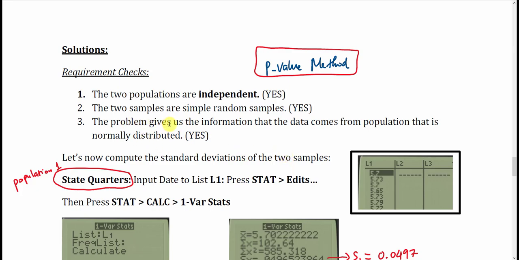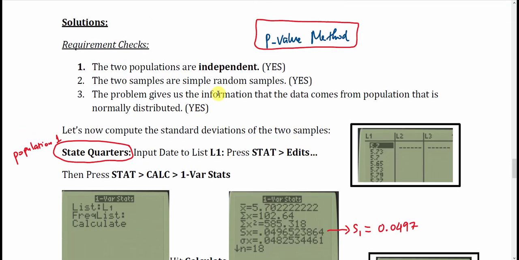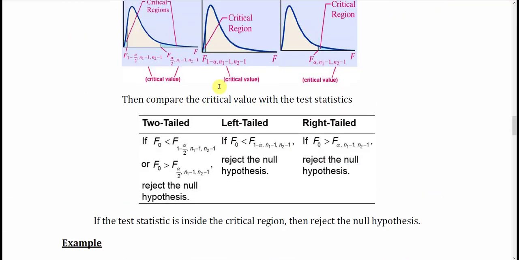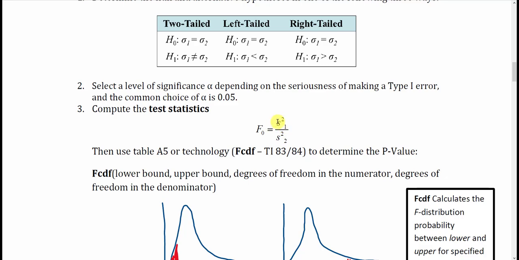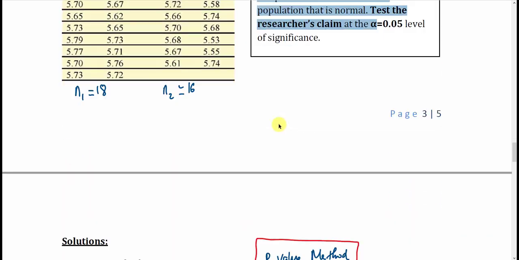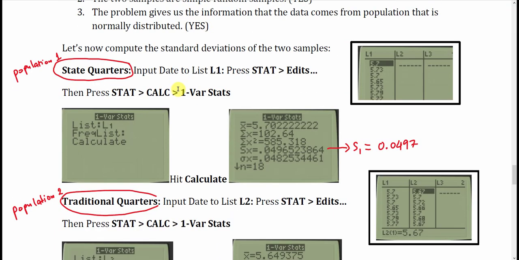And the problem also gives us the information that the data comes from a population that is normally distributed. Okay, so we met our requirement. So now we can use the F test. To use the F test, go back to the F distribution. We need the sample 1 variance and the sample 2 variance, and then take the ratio. Now I have the two sample data, but I don't have the variance for sample 1 and sample 2. So the next step is I have to find that.